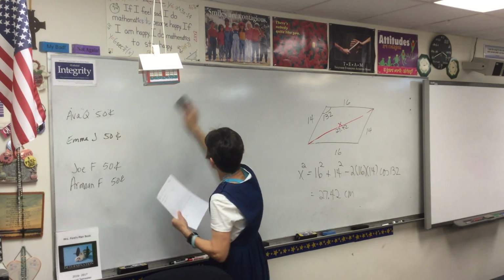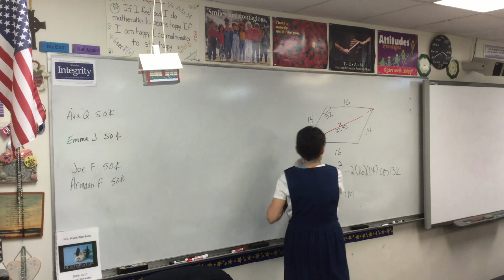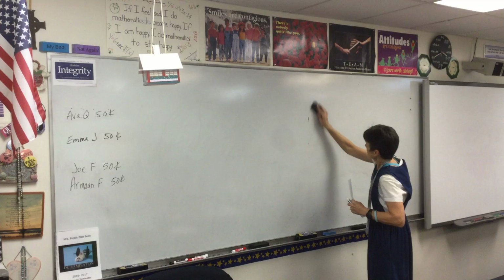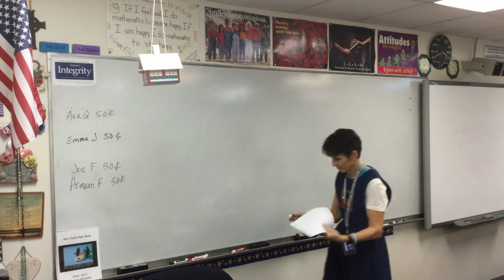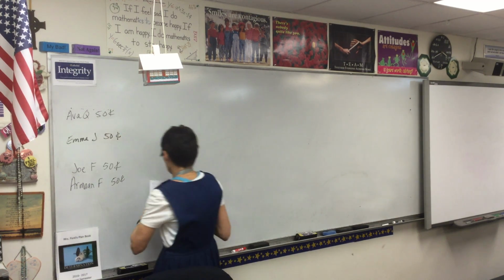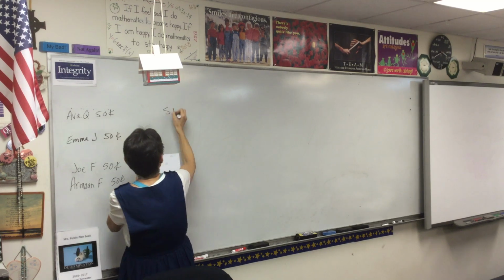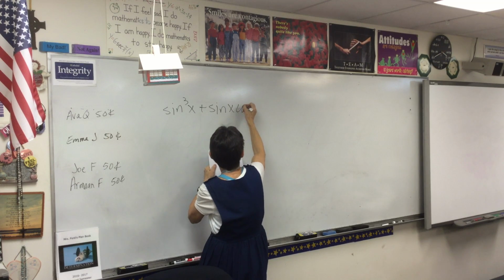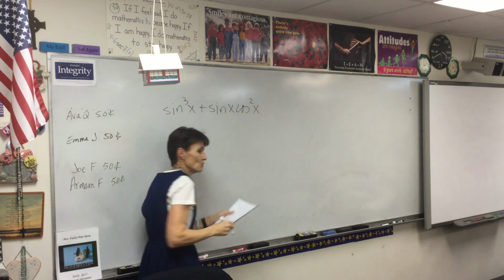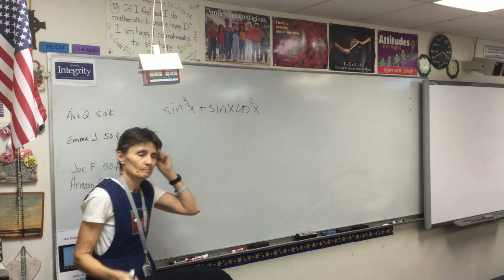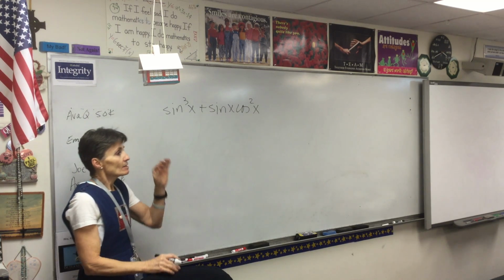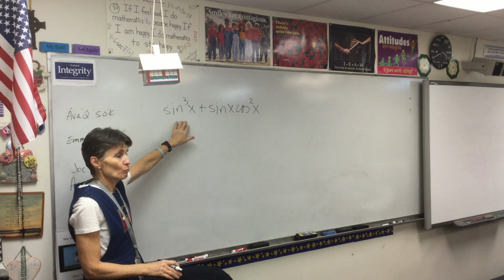Practice test number 1. We are starting off with the tough stuff. So here we go. Sine cubed plus sine cosine squared, and you're going to simplify that. Take sine out. Exactly. Now, kids, you have a cube.